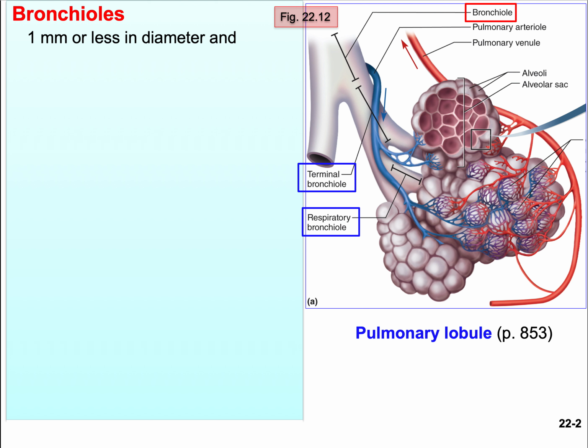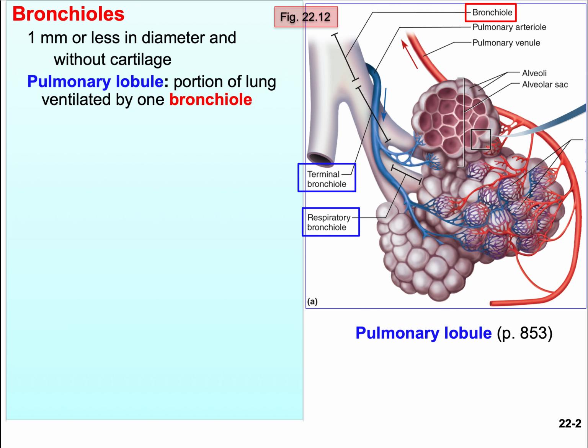These are 1 millimeter or less in diameter, and what's really significant here is that we've reached now the point where there's no longer the infrastructure. There's no longer the internal support of cartilage. We're reaching a very flexible, elastic portion of the respiratory tract. A pulmonary lobule, as is labeled here, and that's largely what we're looking at in this picture, is, as it says, the part of the lung ventilated by one bronchiole.